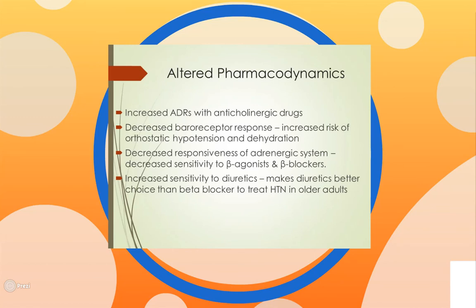The adrenergic system also doesn't respond quite as well. It's just not as rigorous. So we have a decreased sensitivity to beta agonists and beta blockers. Beta blockers, of course, are things like Lopressor that help slow and strengthen the heart rate. And if we don't respond as well, then we're going to need a higher dose than we might need for a younger person of the same body shape and size. And we have increased sensitivity to diuretics. And that makes diuretics work a whole lot better than a beta blocker to treat hypertension, for example, in older adults.